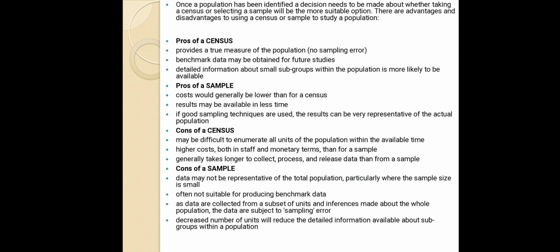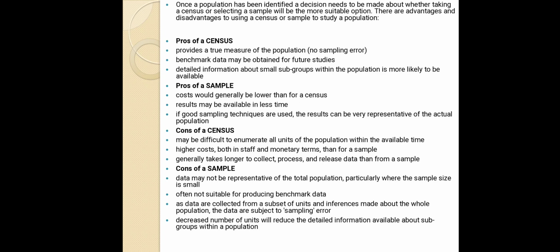And here are the pros and consequences of census and sample. Pros of census: provides the true measures of the population, no sampling error. Benchmark data may be obtained for future studies. Detailed information about small subgroups within the population is more likely to be available. Pros of sample: costs would generally be lower than for a census. Results may be available in less time. If good sampling techniques are used, the results can be very representative of the actual population.